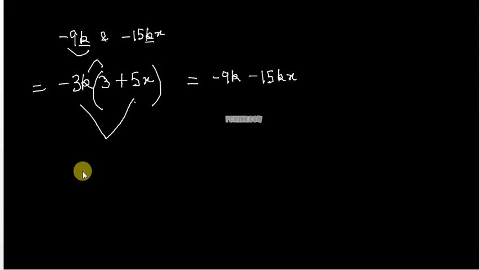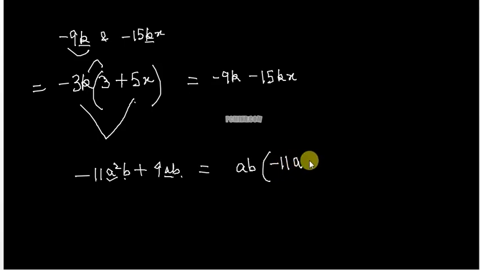Let me do one more question for you. I have minus 11a square b and plus 9ab. So what will I do? 9 and 11, nothing is common, no HCF, it's only 1. But a square and a, so a is common outside, b and b is common outside, but negative sign is not common this time, so I'll write it as minus 11a plus 9. But negative number should not be written first, so I would rather write it as ab times 9 minus 11a. Right? That is the answer.